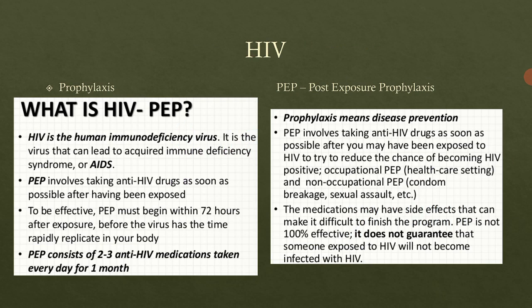Now what is the HIV PEP? The PEP involves taking anti-HIV drugs, right? If a person is tested for HIV infection, then we will prescribe anti-HIV drugs as soon as possible after the exposure. To be effective, the PEP must begin within 72 hours of the exposure. Then a person will have the maximum possibility of cure.